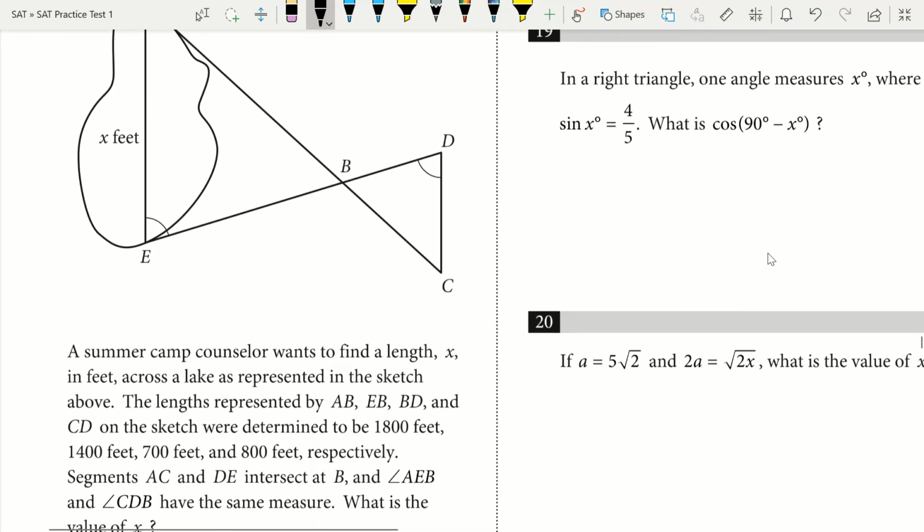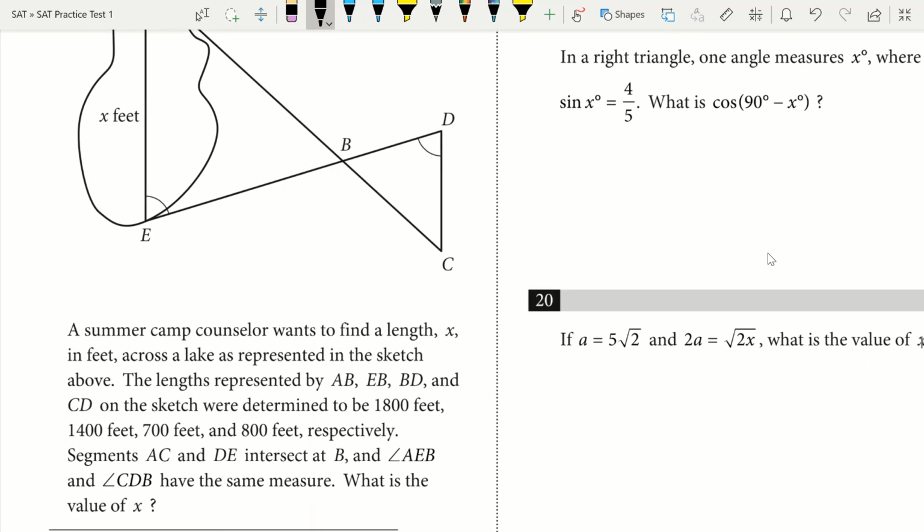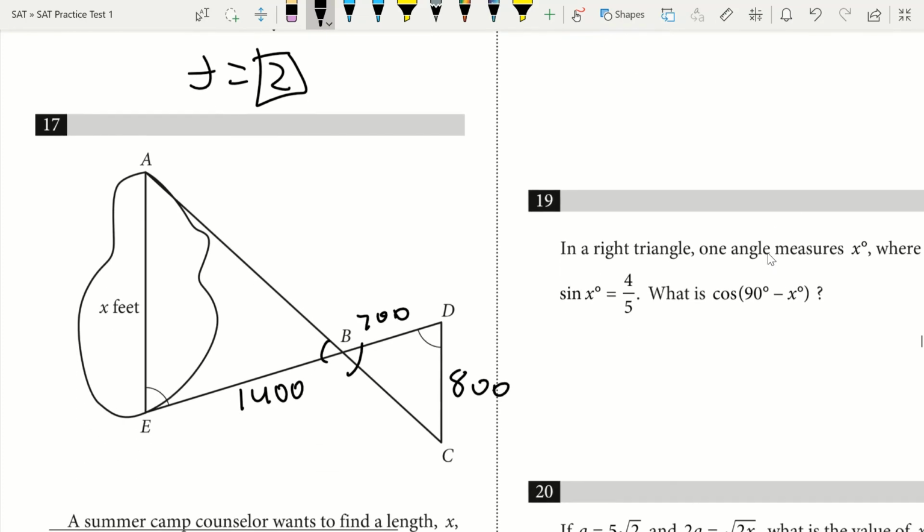All right, 17. We've got a bunch of lengths, and we're asked to solve for x. So we've got 800 feet, it says is CD, and then it says that BD is 700 feet, and that EB is 1400 feet. Right off the bat, I know these angles are the same, so going from B to E is similar to that length from B to D. I know I'm doubling going from 700 to 1400, and I also know that D to C is similar to A to E. Those are the two similar side lengths. I have to multiply that 800 by 2, and that gives me 1600 for x.